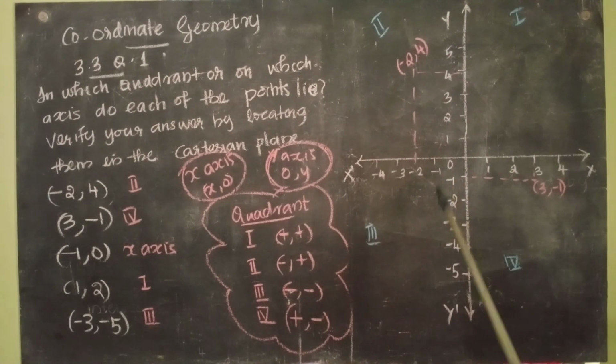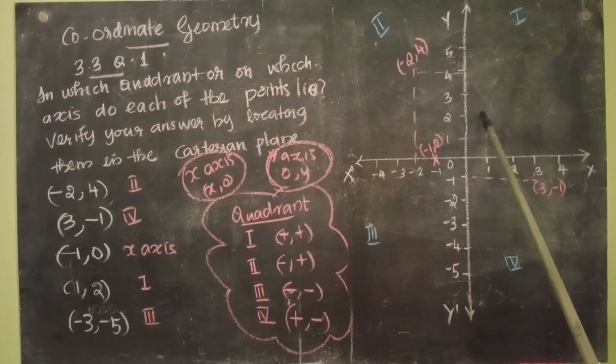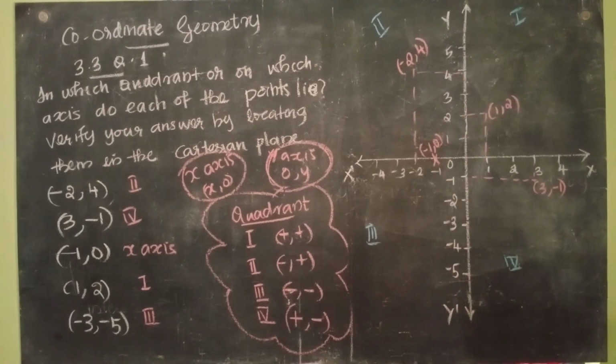We can plot it. Next point, 1, 2. X coordinate 1, y coordinate 2. You can plot it. So 1, 2 also we plotted. You can see it is in the first quadrant. Our answer is right. Next, minus 3, minus 5. X coordinate minus 3, y coordinate minus 5. We can plot it. So we plotted minus 3, minus 5 and we can see it is in the third quadrant.